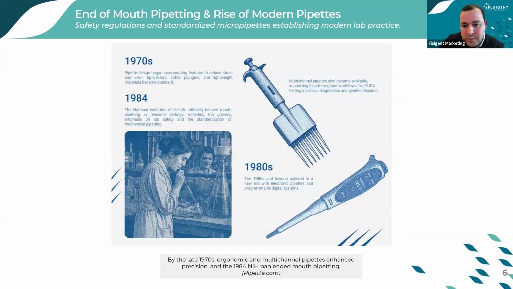So this transition improved both safety and reproducibility, and modern pipettes, whether fixed or adjustable, now provide precision and ergonomics, which enable scientists to handle very small volumes consistently compared to the past. This shift represented a broader trend in lab automation and standardization that continues to evolve today.